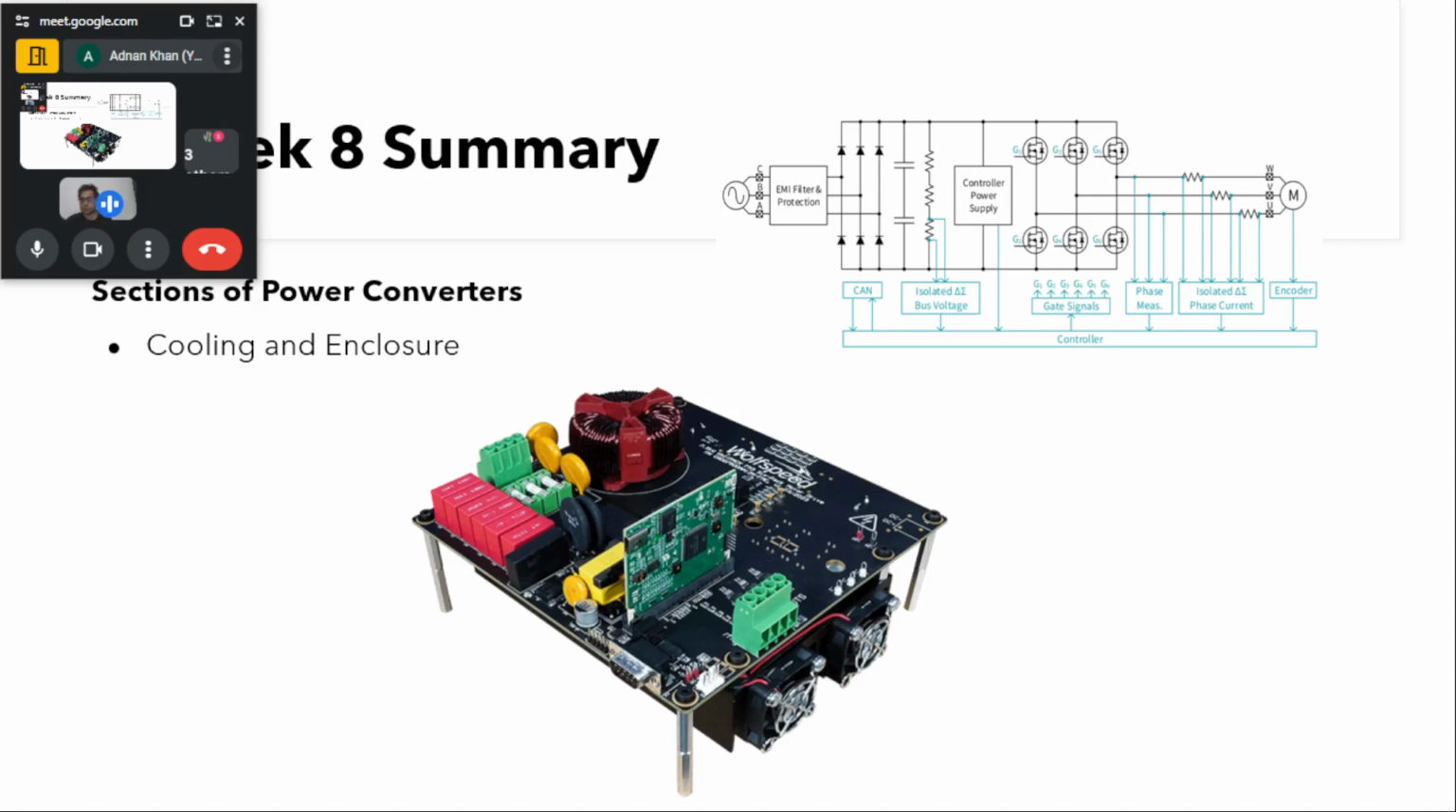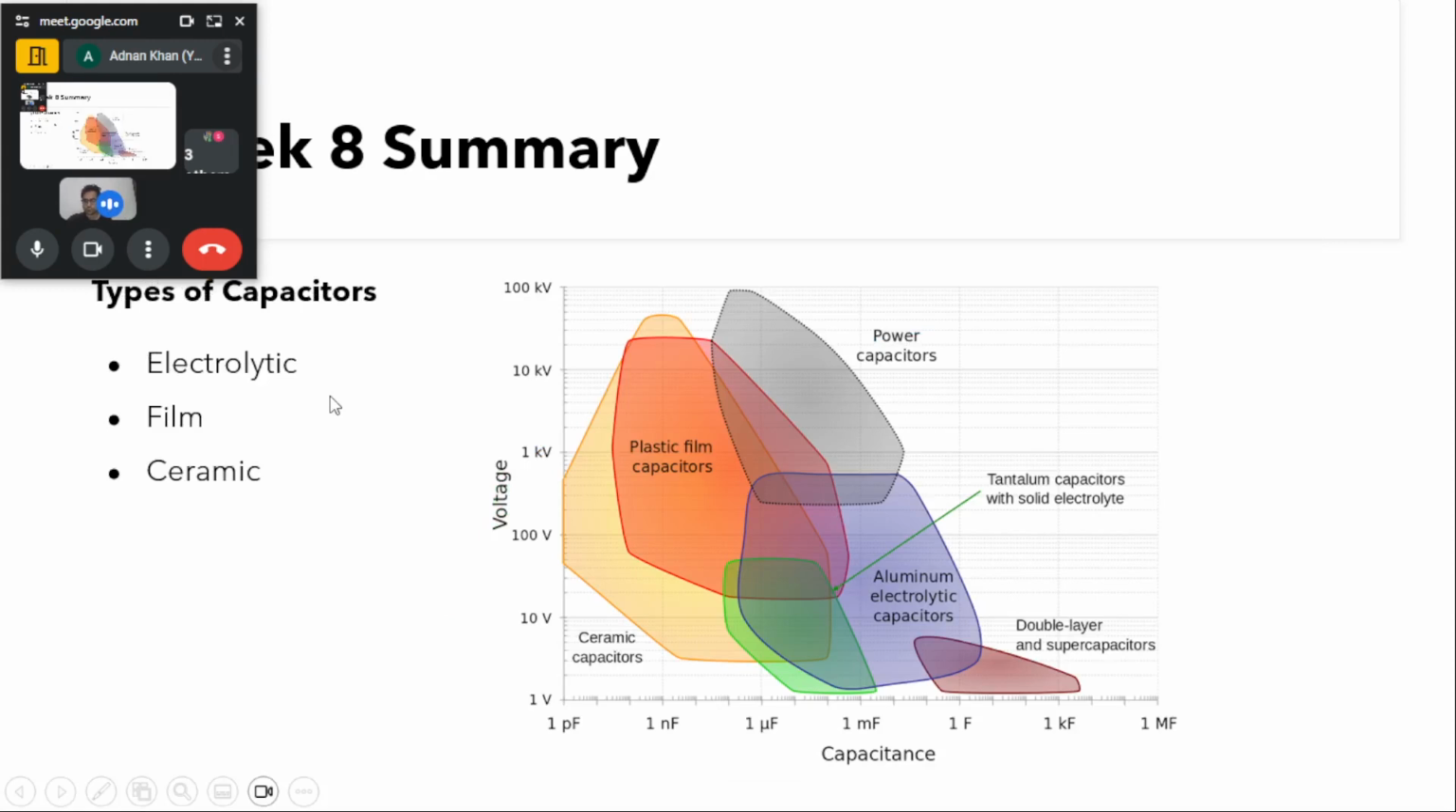That forms the enclosure of the converter. This one has been developed as a testing prototype, that's why there is no enclosure on it. If you want a production unit, then we need to have the enclosure, so that we can handle or transport these converters easily. So this was about the cooling and enclosure.